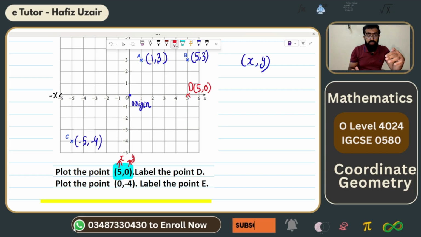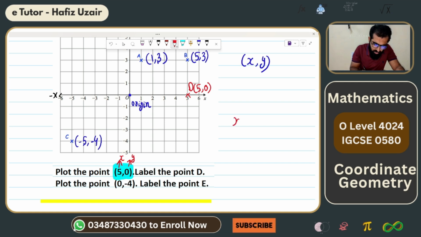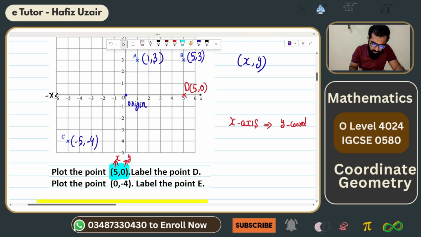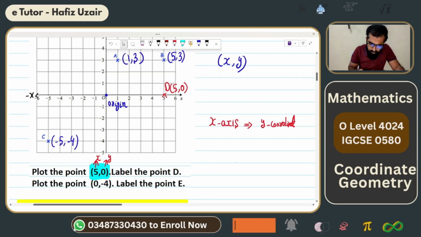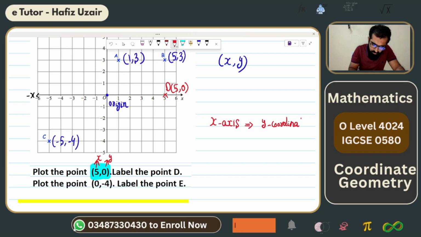So one important thing that you may learn from this is, when you have any point on the x-axis, the y value will be 0. Y coordinate is always 0, right? So the y coordinate will be 0.